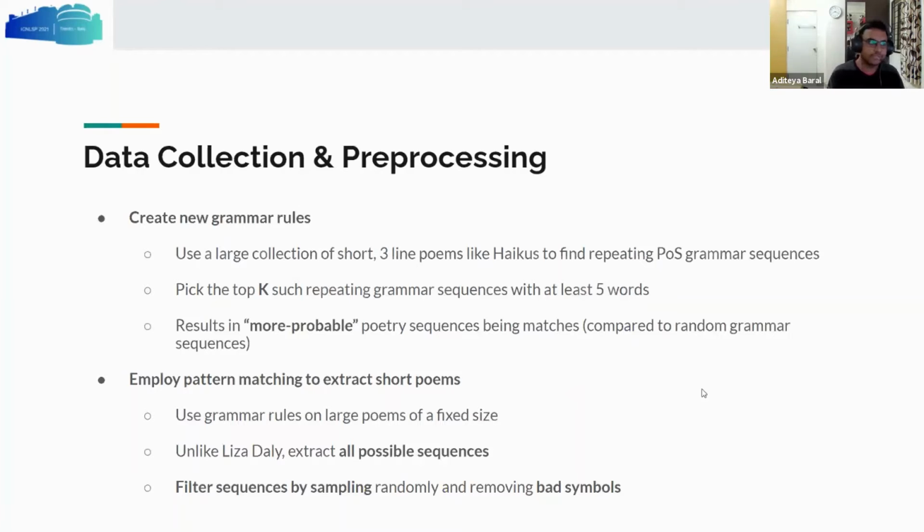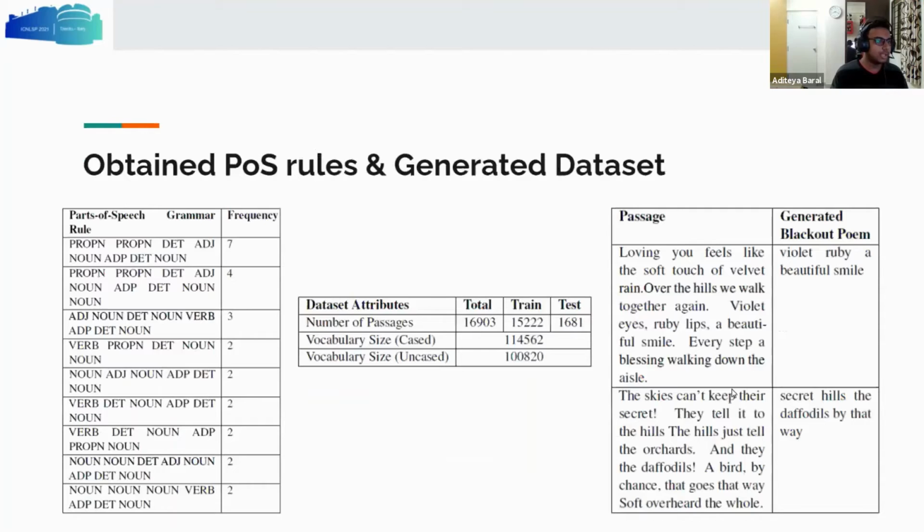From this given set of sequences, we do the same pattern matching that was involved. But instead of picking up just one sequence, we pick up all possible sequences from the passage. Later, we also do a little bit of pre-processing where we remove any kind of bad symbols, anything which is not a character or a punctuation. To give you an example, the part of speech grammar rules that we extracted are found in the left table. The dataset attributes have been provided here.